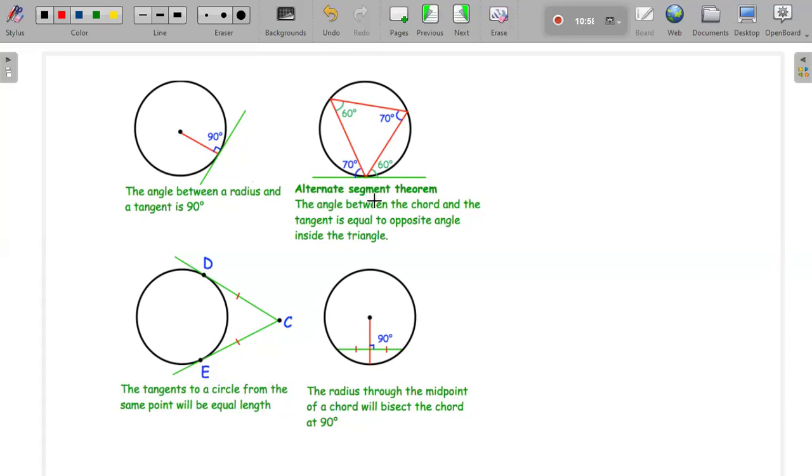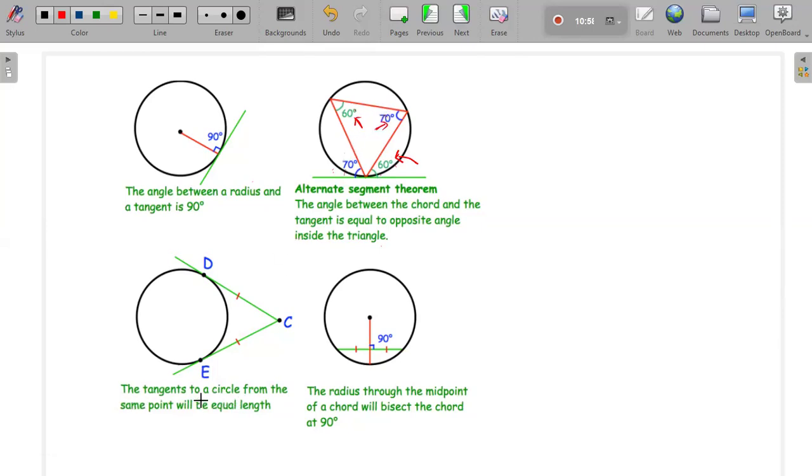Then we have the alternate segment theorem, which says the angle between the chord and the tangent is equal to the opposite angle inside the alternate segment. So if you have a tangent like that, and then you have a line forming like that, this angle here is going to be equal to that angle there inside the alternate side like this. And then this angle is going to be equal to that one there. So that's what this rule is telling us.